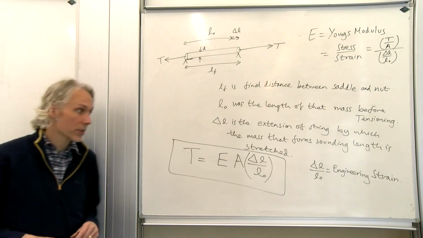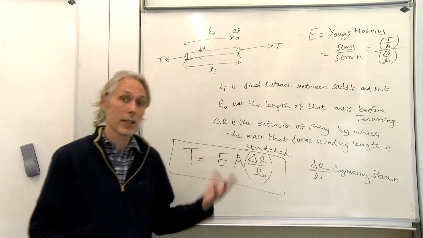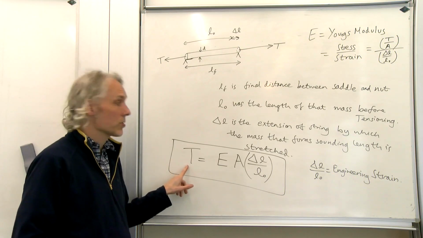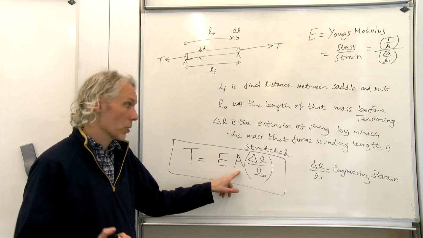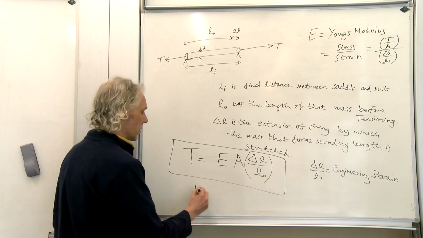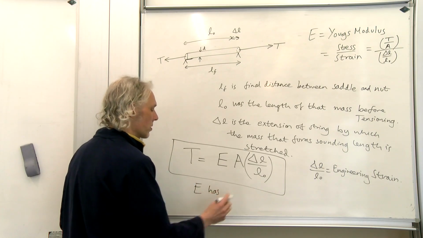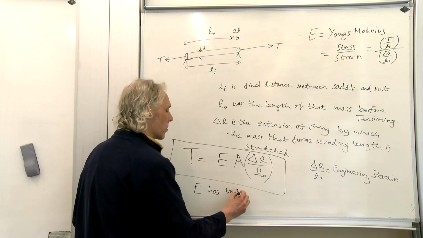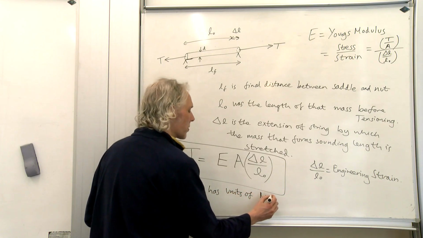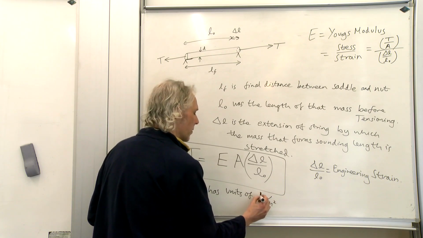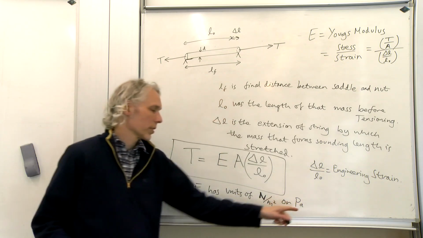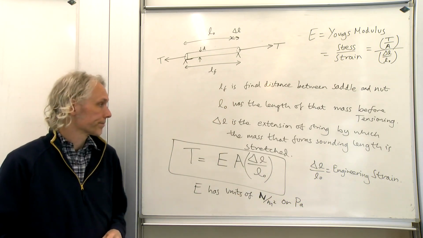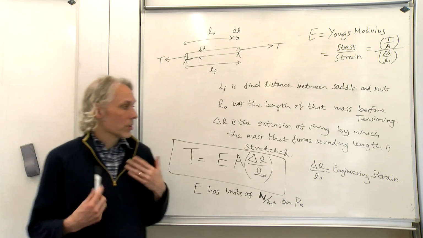Engineering strain is dimensionless. It's a little length divided by a little length, so it's not going to have any units. T is in newtons, and A is in meters squared. So E has units. So Young's modulus has units of newtons per meter squared, and force divided by area is pressure. So pascals is another way of saying newtons per meter squared. Okay, so that's our definition of engineering strain.